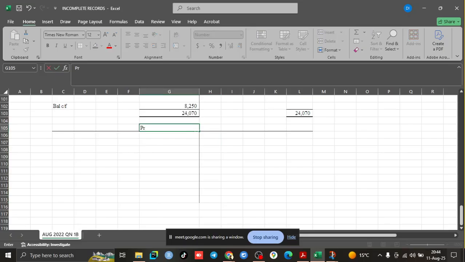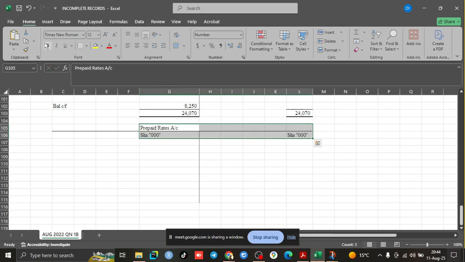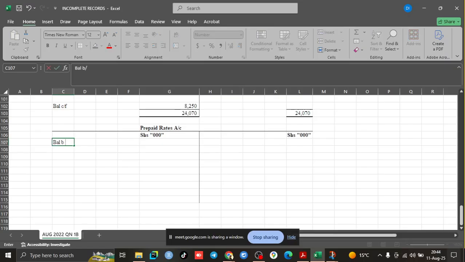Is prepaid rates account. Anything mentioned kama prepayment is an asset, so una debit the opening balance, una credit the closing balance. So for prepaid rates, this is the way itafanyika. Balance brought forward, balance carry forward.